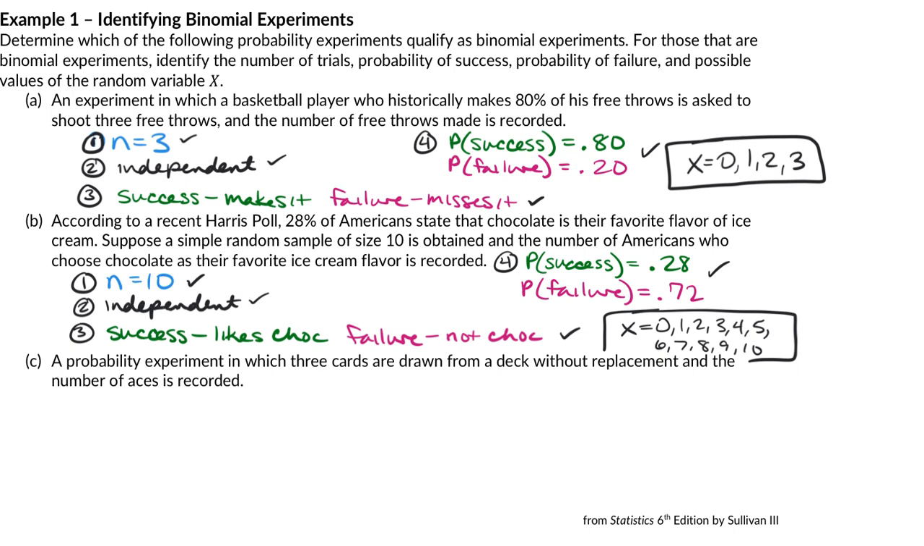Now it's interesting, and I love that I've been saying this entire time, I didn't even mean to make this point and drive it home. Notice that I don't agree that chocolate is the favorite flavor, but I'm still calling that a success. So a success does not necessarily mean a good thing or the thing that you want. It's the thing that you're looking at. We're looking to see if we can predict the number of people who like chocolate. That's our success, even if success is something that's not positive, right? That's why we're using success and failure. What are we looking for in the experiment versus what are we not looking for in the experiment?